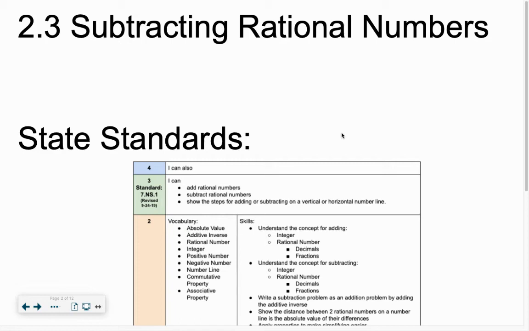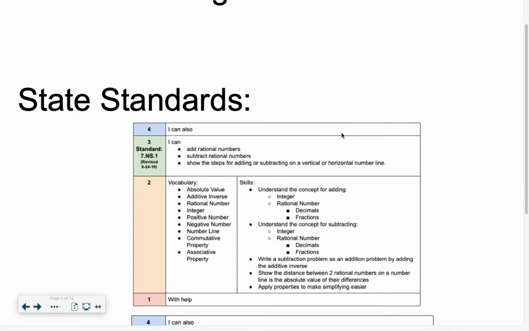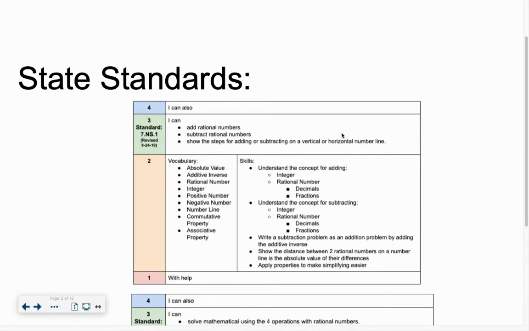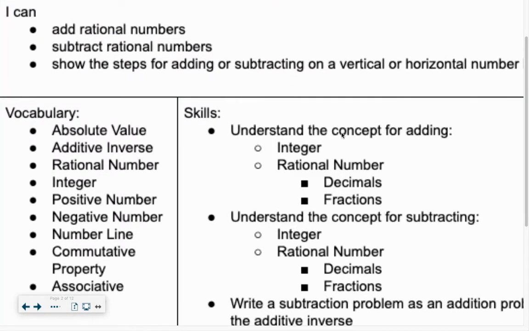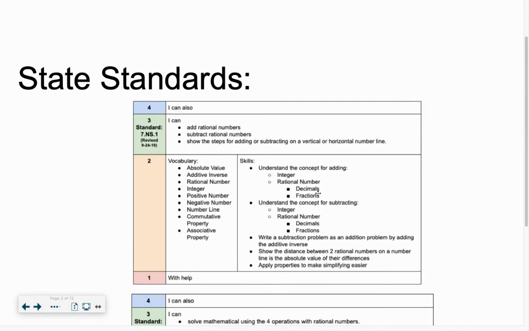Subtracting rational numbers. Down here, our standard says that we can subtract rational numbers. You can see that there as we talk about subtracting decimals and fractions. We've done a little bit of review with our flip books, the yellow flip book with decimals, the blue one with fractions and mixed numbers.